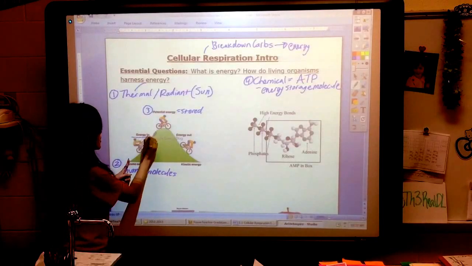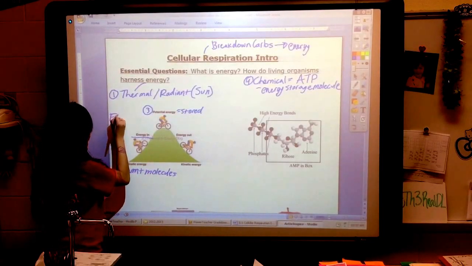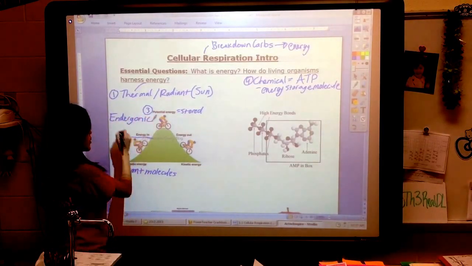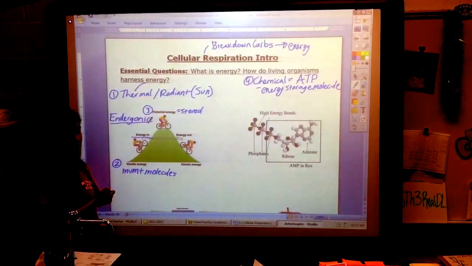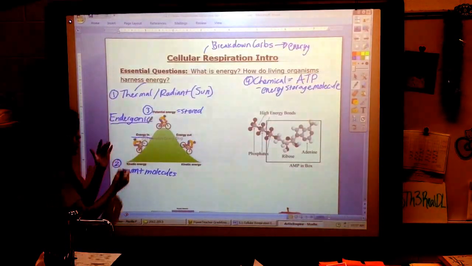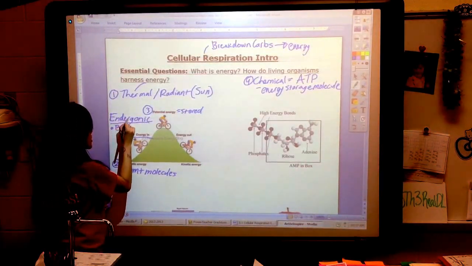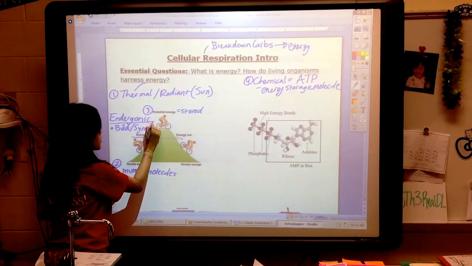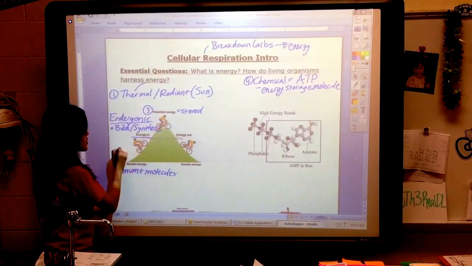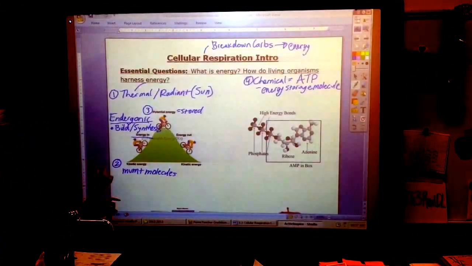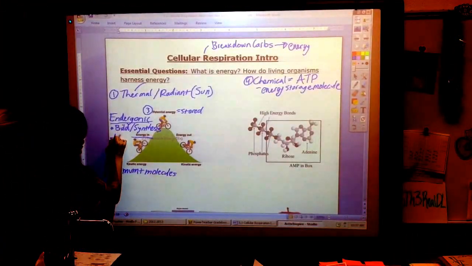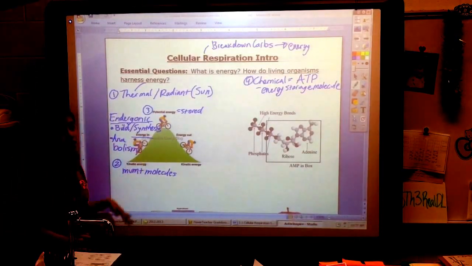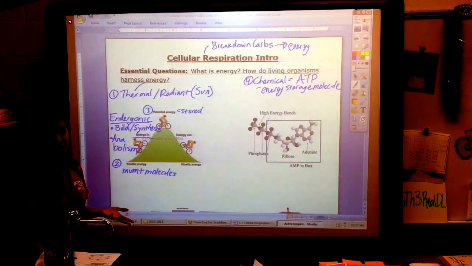When energy is moving into a system, we actually call that an endergonic reaction. Endergonic. That should sound familiar because we mentioned that before when we were talking about enzymes. And endergonic energy is coming in, and usually that's to build or synthesize molecules. This is also known as anabolism. Okay? Energy going in for the reaction to occur.